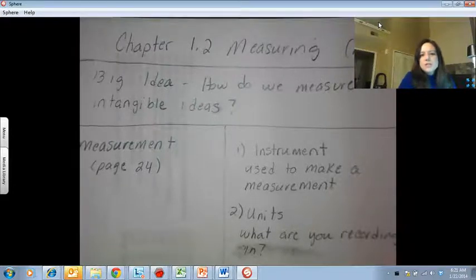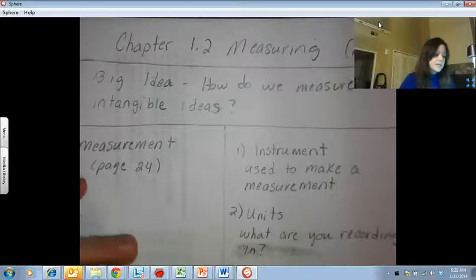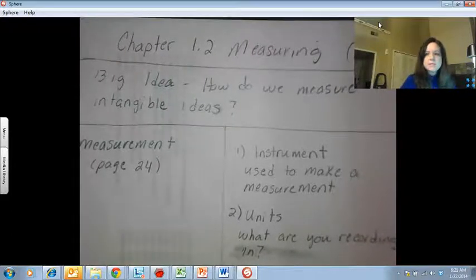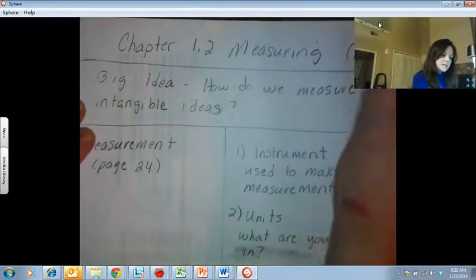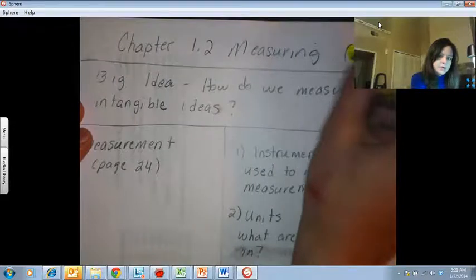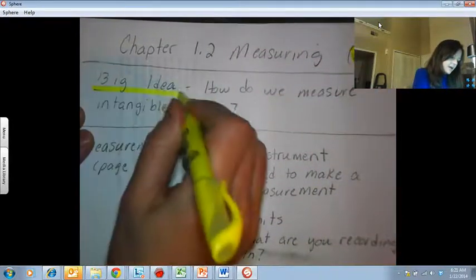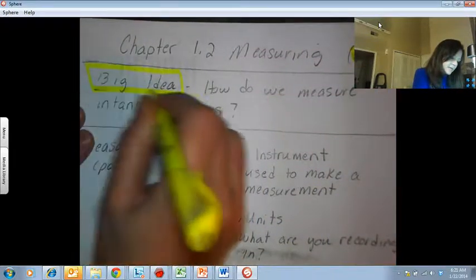Section 1.2 in the chapter, How Do We Get Good Data, is all about measuring. Are we going to be able to measure something to get an accurate account of what's happening here? Okay, so here we're just going to do A really quickly. Our big idea here is about measuring.